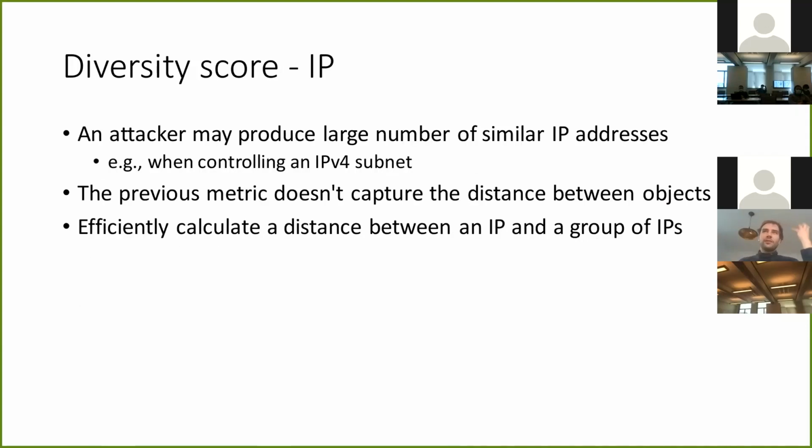So that's why we're looking for a way that will capture not only whether two addresses are the same or not, but also give me an idea of a distance. Then if an attacker controls a specific prefix, it can still generate a lot of IP addresses, but they will be very similar. So then I can still give them a high similarity score.